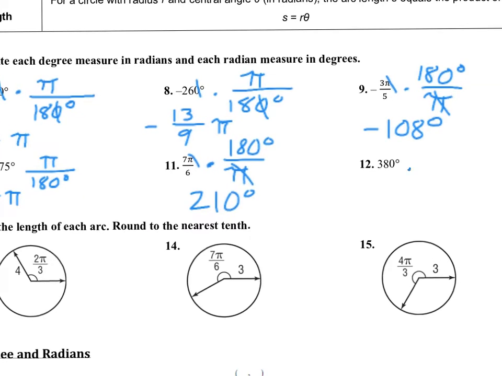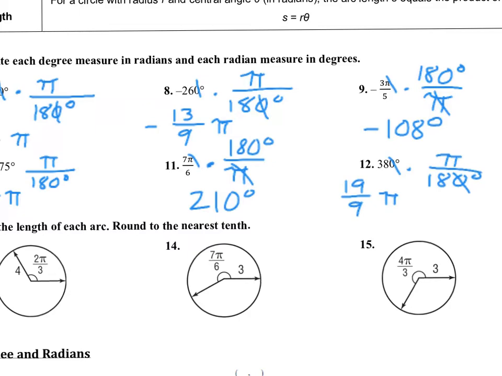Number 12, degrees goes on the bottom. Radians go on top. Alright, so cross out the zeros on the end. 38 over 18, we can divide by 2. 19 over 9 pi.